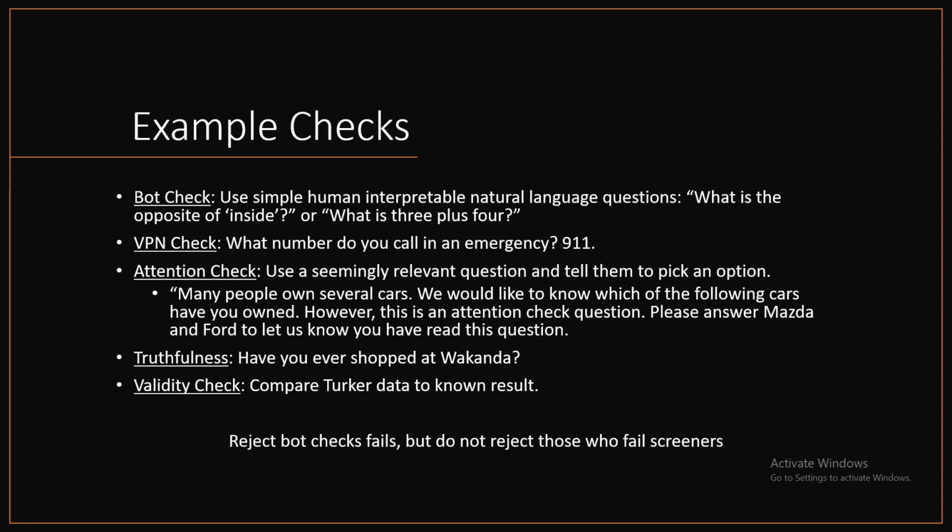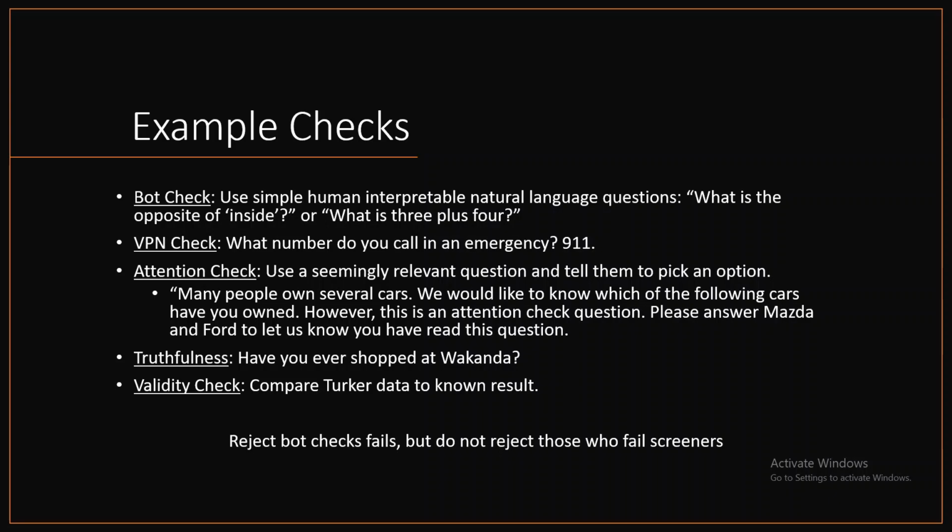So a couple of big check examples to help you think through how to assure good data quality. So bot checks, again, you can use the reCAPTCHA if you have access to that. If not, the next best thing is some human interpretable natural language questions that are very easy. So what's the opposite of the word inside? Humans can get that really quickly, bots not so much. Same thing as a written out mathematical question. What is 3 plus 4?